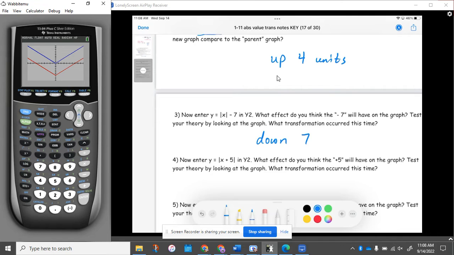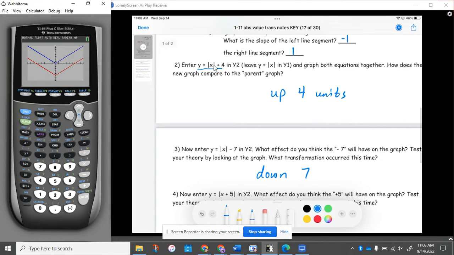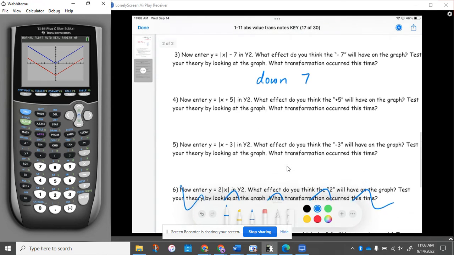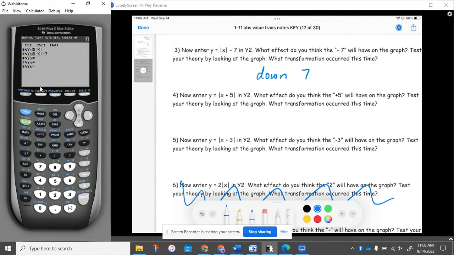Okay, so what I'm learning from these two questions is that if you have a +4 on the outside, if you have plus something on the outside, it moves up. If you have minus something on the outside, it moves down. So anything that's added or subtracted on the outside affects how much the graph is going to move up or down compared to the original.